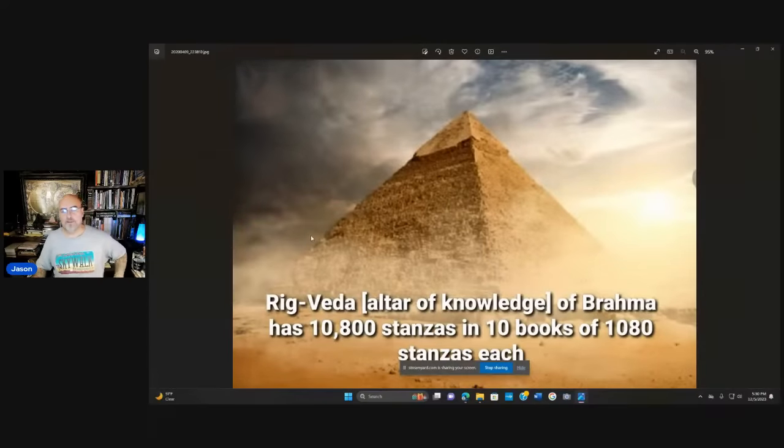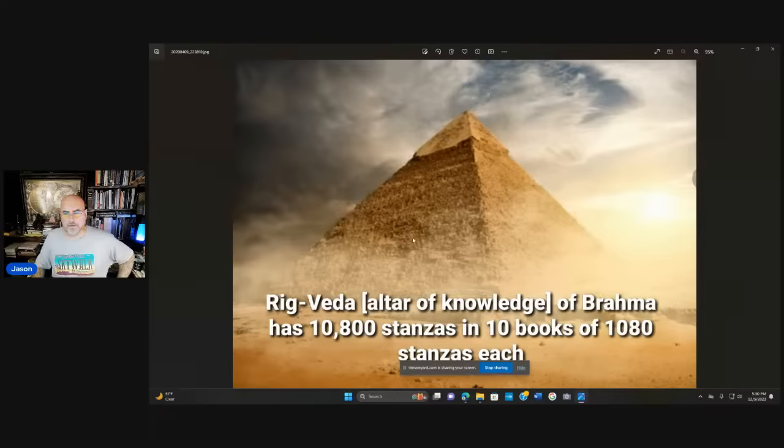Here's the Rig Veda. Rig Veda is the ancient Vedas of the books. Rig Veda literally means altar of knowledge. Anybody who has researched Hindu studies can tell you this. Altar of knowledge is what Rig Veda means. Rig Veda is the 144,000 stanzas of the ancient Hindu scriptures. So I think it's 144,000.